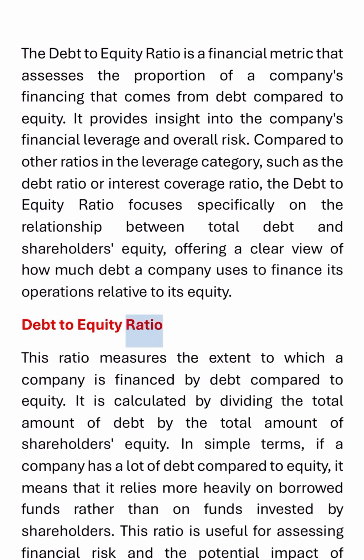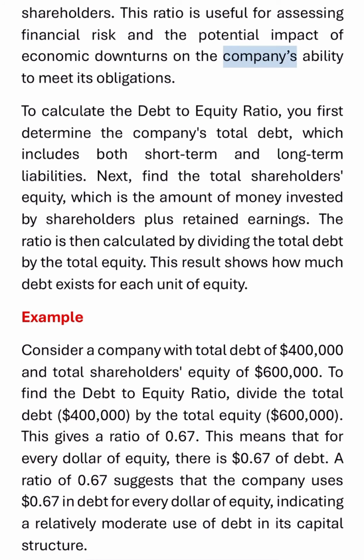Debt-to-equity ratio. This ratio measures the extent to which a company is financed by debt compared to equity. It is calculated by dividing the total amount of debt by the total amount of shareholders' equity. In simple terms, if a company has a lot of debt compared to equity, it means that it relies more heavily on borrowed funds rather than on funds invested by shareholders.